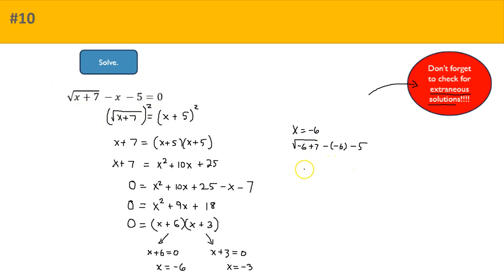So negative 6 plus 7 is 1, so the square root of 1, plus 6, minus 5. The square root of 1 is 1. 1 plus 6 is 7. 7 minus 5 is 2. And again, this equation is supposed to be equal to 0. Your equation states that it should be equal to 0, but 2 does not equal 0. So that lets us know that this solution is extraneous.